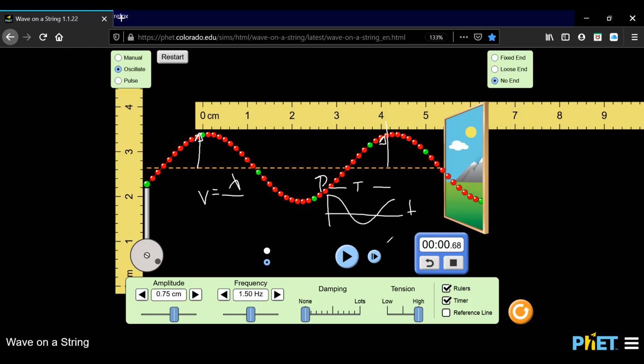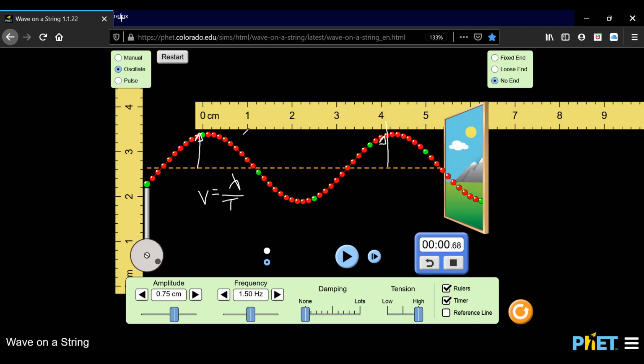This is a graph of displacement as a function of time for this spot on the wave. So this is a snapshot graph. Of course, we have the history graph here. So we're actually calculating the speed of the wave as the energy at this spot traveling a distance equal to its wavelength in a time equal to its period.